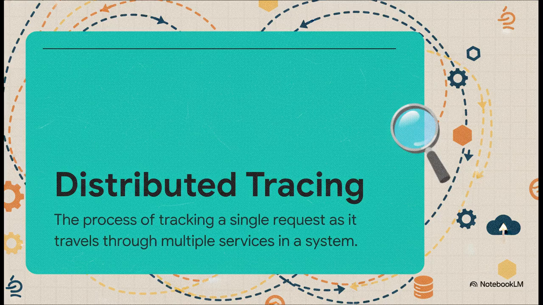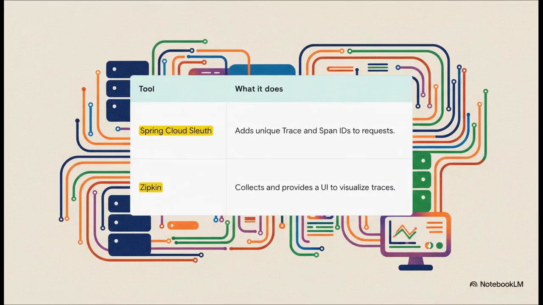It's the process of instrumenting your code so you can follow a single request from the moment it enters your system all the way to the end, tracking every single hop it makes between services along the way. Spring Cloud gives us two amazing tools that work together for this: Sleuth and Zipkin. Think of Spring Cloud Sleuth as the instrumentation library. You just add it as a dependency, and it automatically injects unique tracking IDs into the headers of every request. Then you have Zipkin, which is a separate server and UI. It collects all this trace data from Sleuth and gives you a visual dashboard to see the entire journey of a request.